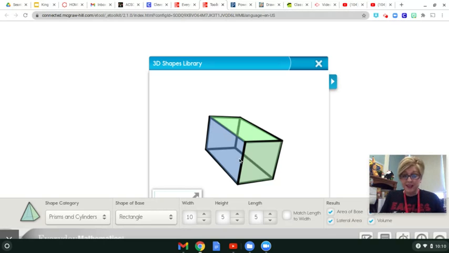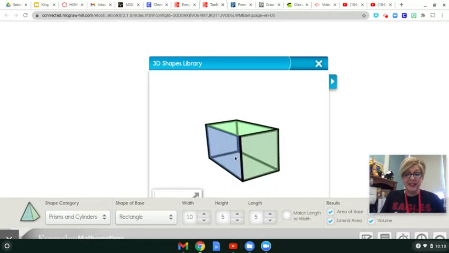So this rectangular prism has six faces. If you count the top and the bottom, the two sides, and then the ends, that's six. It has one, two, three, four edges on the top. One, two, three, four edges on the bottom. And then we have to count the vertical edges. So that's 8 we have so far. 9, 10, 11, 12. So this rectangular prism has 12 edges.